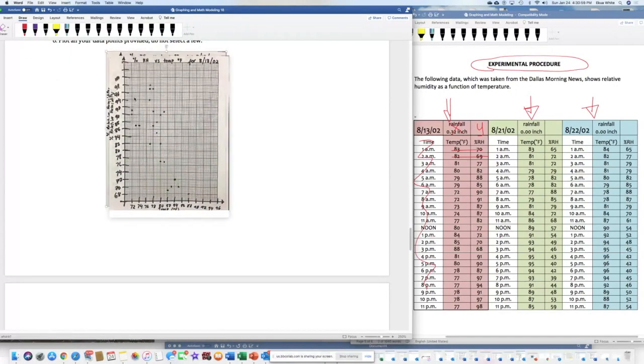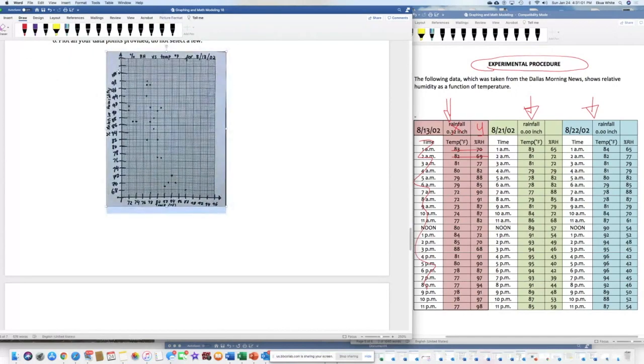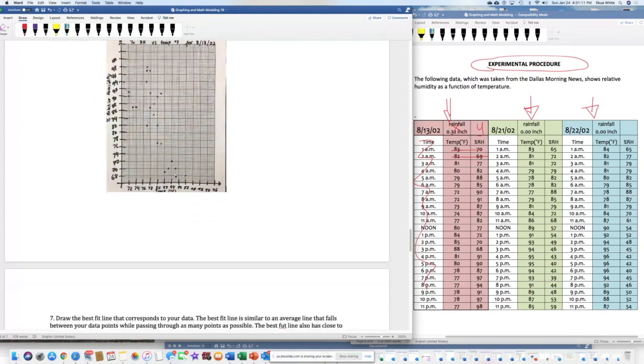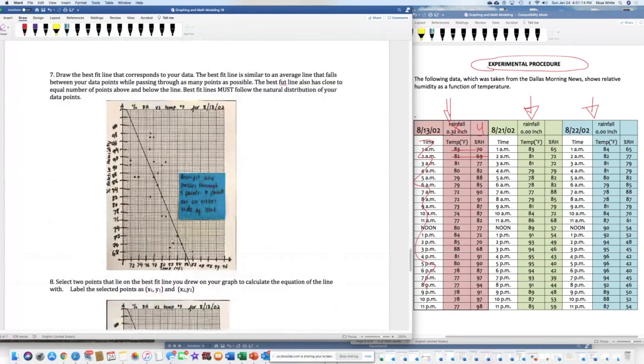Oh, can I write on here? No, it won't allow me to write. It has to go from top left to right down. It can't go the opposite way because most of your points look like they're falling from the top left to the right. So here's when I drew my best fit line.